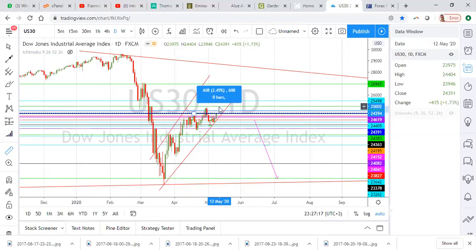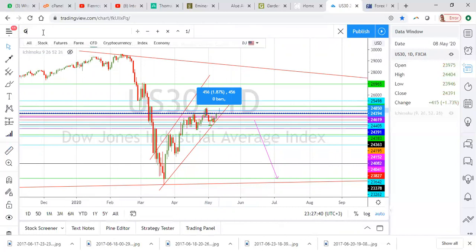So wait, let's see. I'm seeing about, wow, on US 30, about 400 pips on a buy. So US 30. It's just that I can't enter now, but that would be a good move. 400 pips on a buy. This is purely technical analysis, guys. I could get it wrong, but we'll find out.